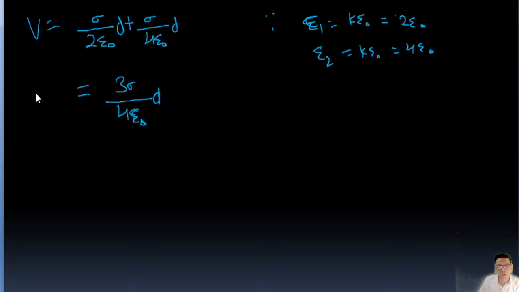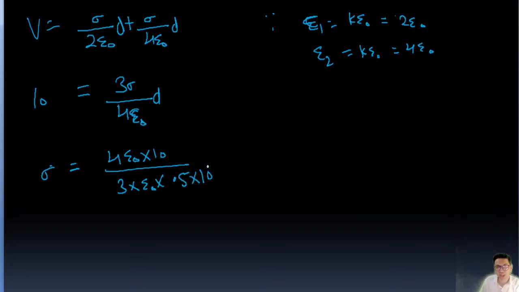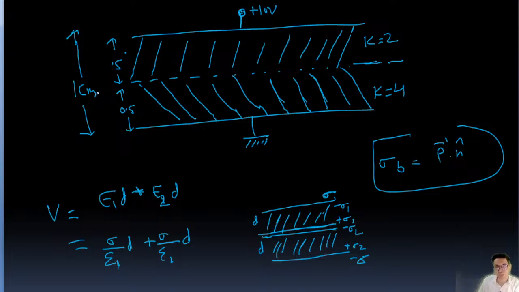And the V value is already given, 10 volt. So 10 equals this. From here we can find the sigma value. So sigma is going to be 4 epsilon 0 into 10 upon 3 into epsilon 0 into D. D value we know is 0.5 centimeter, or we can write 0.5 into 10 to the power minus 2 meter, because the total distance is 1 centimeter, so this is half of this, 0.5, 0.5.